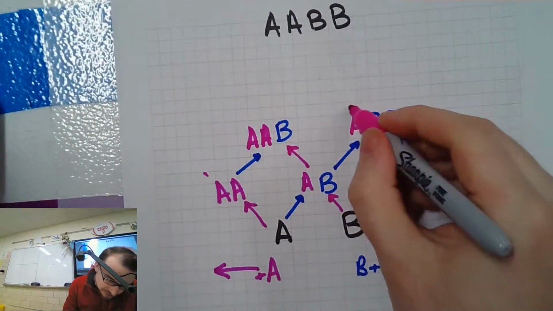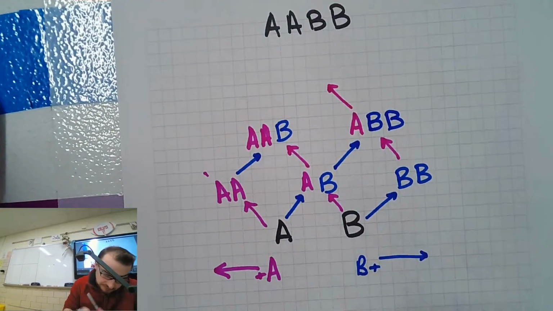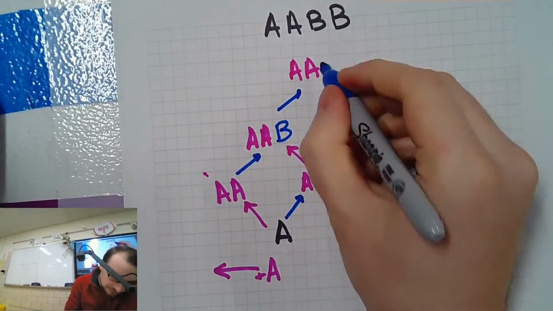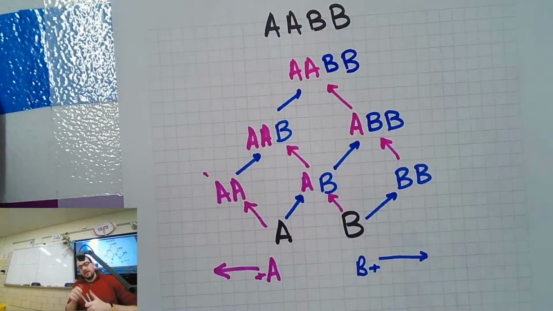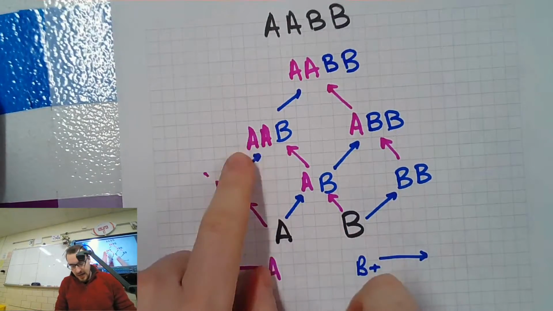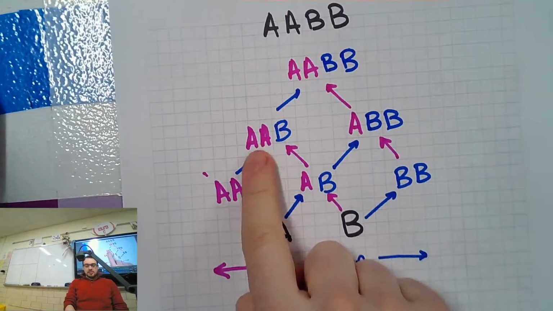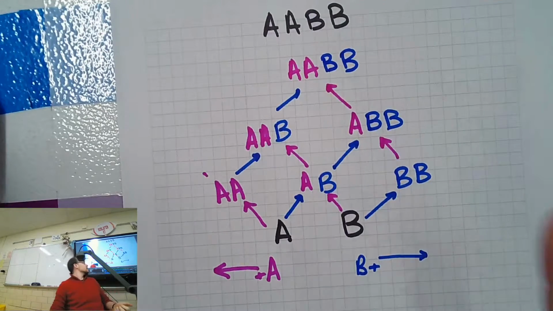And then last but not least, I get this: double A, double B. And that's everything. Now, if I'm saying that AAB is the same thing as BAA, then I've gotten everything, right? If this is the same forward and backwards, that counts. I've gotten everything written down.